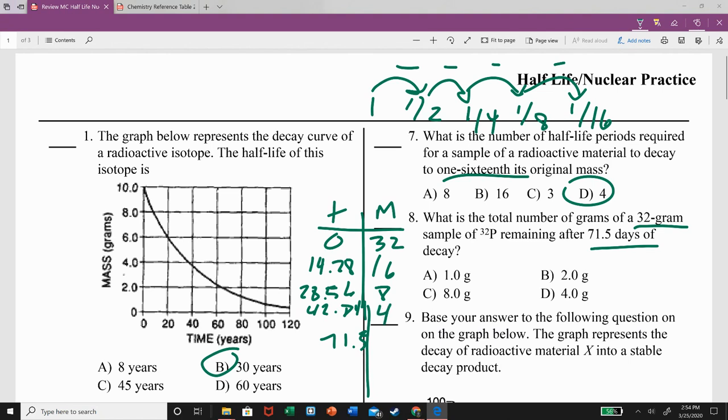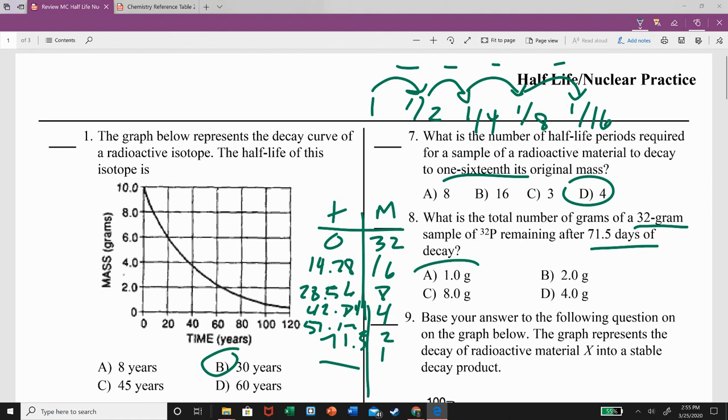So now I'm still not at 71.5, so I'm going to add another 14.28. And now that gets me to 57.12. And now that 4 becomes a 2. Am I at the end yet? Nope, because I'm looking to get to 71.5, but right now I'm only at 57.12. So now I'm going to have to add another 14.28. And then that gives me 71.4, which is basically 71.5. And that 2 becomes a 1.